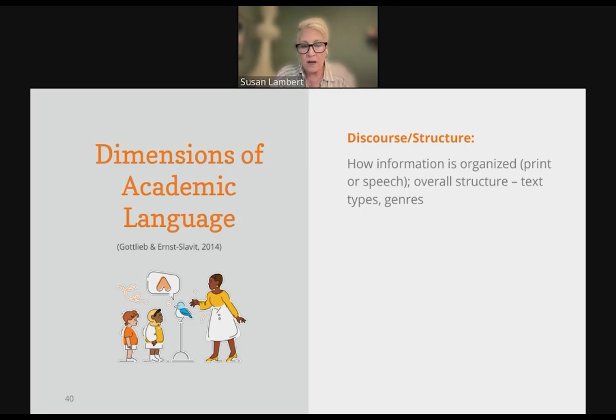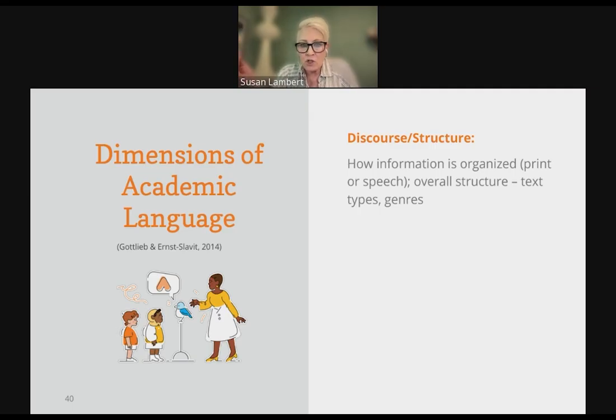Dimensions. Wow, I realize that this is a lot of information. I hope you're finding this helpful. When we think about the dimensions of academic language, we're going to think about three different layers of that language. So first of all is the structure or the discourse, like how is this information organized? And it doesn't matter if it's in print or if it's in speech.